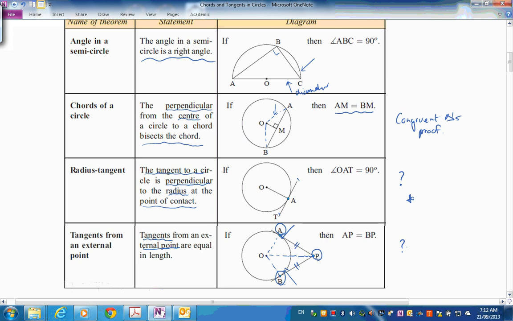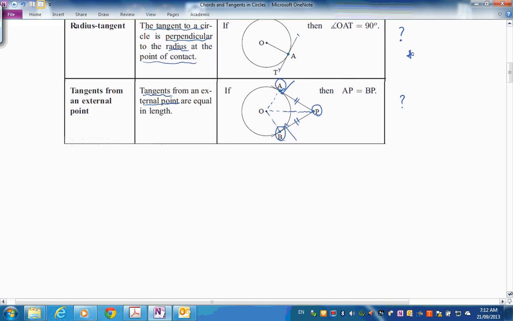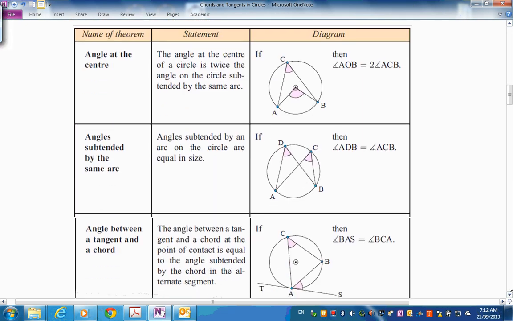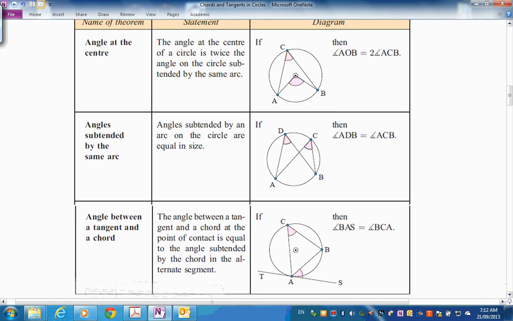Okay. Let's keep going then and see if we can use these theorems and a couple more. There's a couple more down below. We want to summarise what we've done before. So come down, let's have a look at this one, or these. Okay, so here's some of the ones we did before. The angle at the centre theorem: the angle at the centre of a circle is twice the angle on the circumference subtended by the same arc.